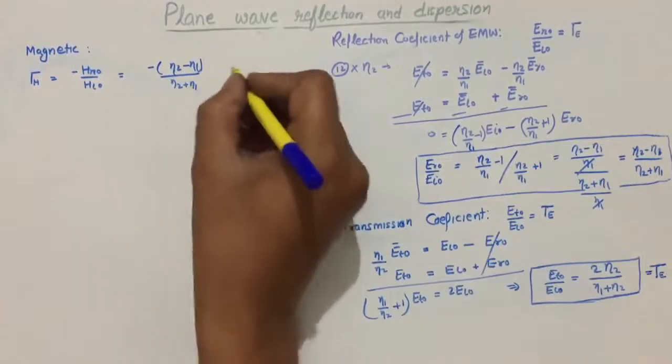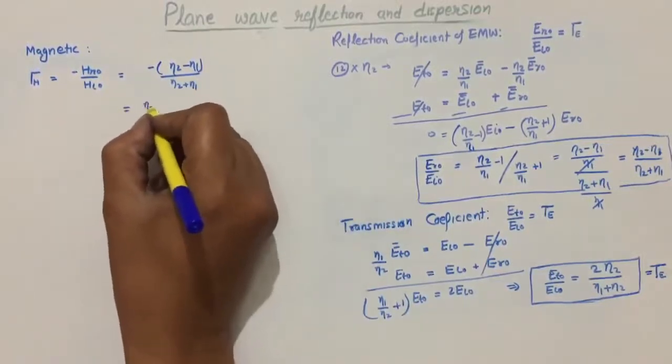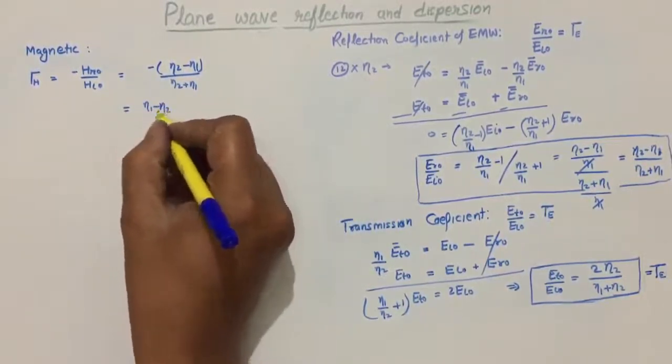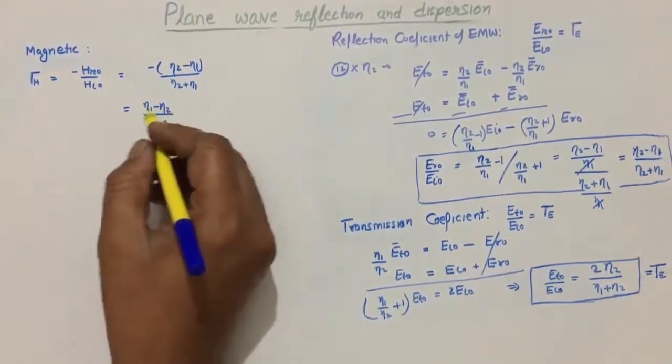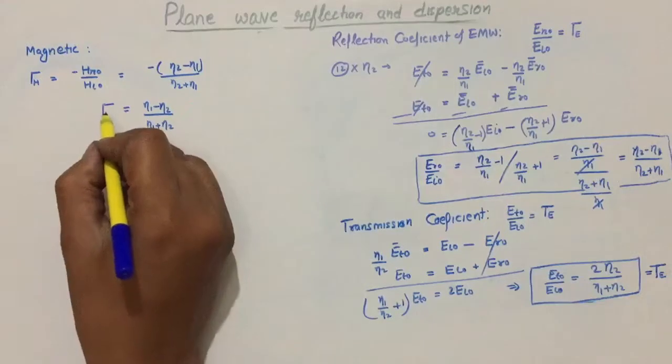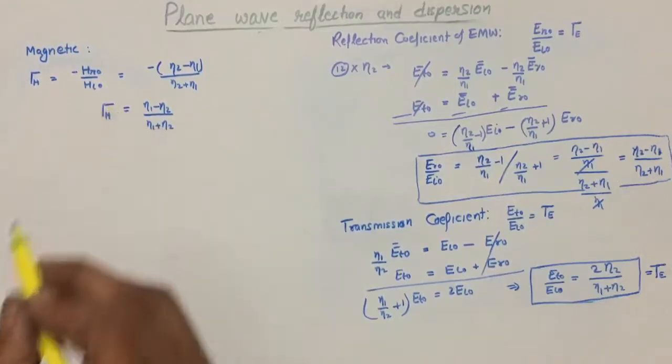So after simplification it will give eta 2 divided by eta 1 plus eta 2. So this is the reflection coefficient for the magnetic field.